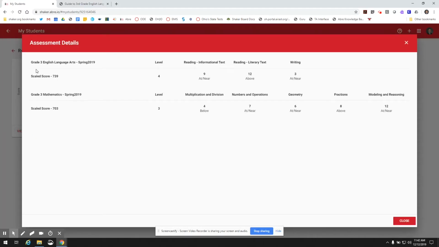And it brings up the assessment details for my AIR assessment. I'm looking at the grade 3 language arts, and it will say fall of 2019 in here. What these scores are then going to tell me is the different levels my child scored at, as well as the three different topics.